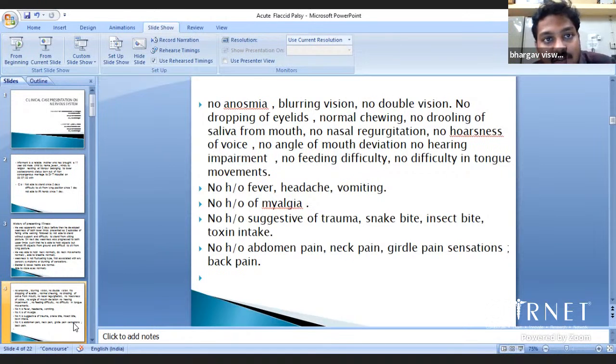Further details: there is no anosmia, no blurring of vision, no double vision, no drooling, no drooping of eyelids, no difficulty in swallowing, no drooling of saliva from the mouth, no nasal regurgitation, no hoarseness of voice, no angle of mouth deviation, no feeding difficulty, no hearing impairment, no difficulty in tongue movements. There is no history of fever, headache, vomiting, myalgia, and no history suggestive of trauma, snake bite, insect bite, toxic intake, and no history of abdomen pain, girdle pain, back and neck pains.